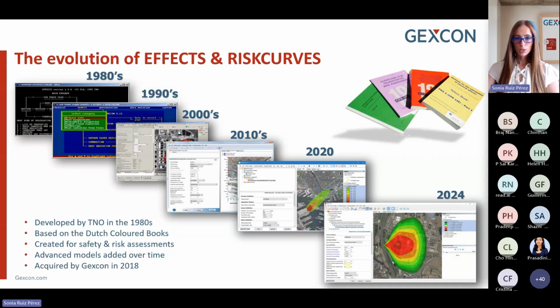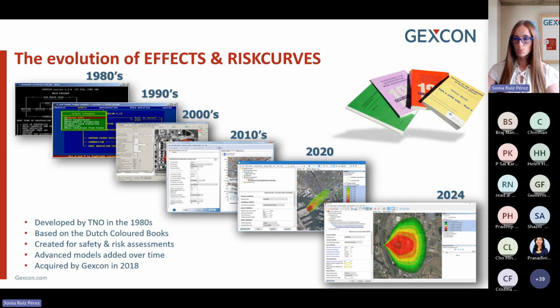To tell you a little bit about the history of EFFECTS and RISKCURVES, these tools were initially developed in the 80s at TNO. For those who don't know TNO, this is the Dutch research organization for applied scientific research. And it was originally based on the Colored Books, which were, and still are, a set of guidelines established by the Dutch government in collaboration with TNO.